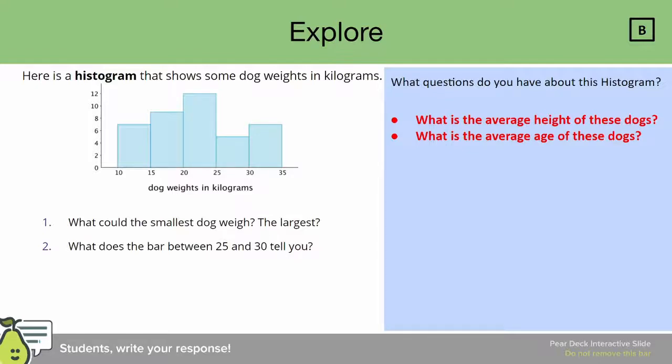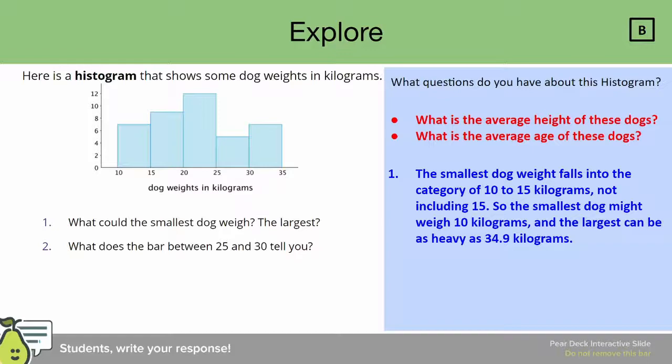All right, welcome back. If you said for number one, the correct response is the smallest dog weight falls into the category of 10 to 15 kilograms, not including 15. So the smallest dog might weigh 10 kilograms, and the largest can be as heavy as 34.9 kilograms. So we can't actually reach 35 kilograms, but we can get close. So if this is what you said, you are correct. Good work. All right. With that said, let's move to number two. Please pause this video, read number two to yourself, and then we will do it together.